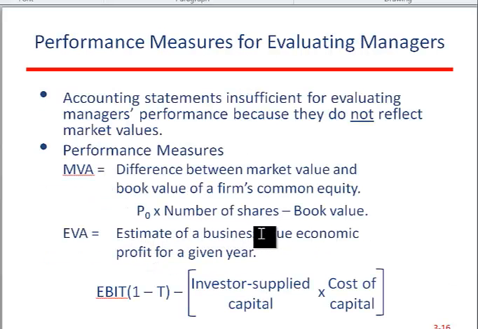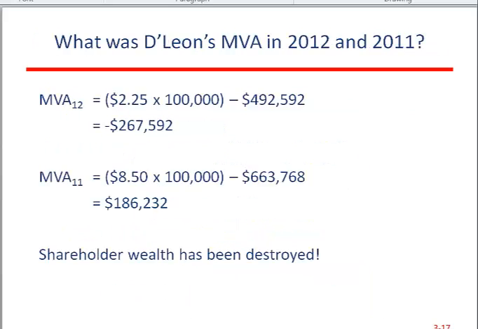EVA is an estimate of a business's true economic profit, and here's the equation for that. Again, it's pretty much an accounting-based measure of performance. The distinction is what's in the bracket here. We have capital times the cost of capital, so the quantity of capital times the rate of expense on the capital. So we take our measure of income and we subtract from that the amount that we need to pay our shareholders. So this is distinct. It's a better measure than a simple net profit.